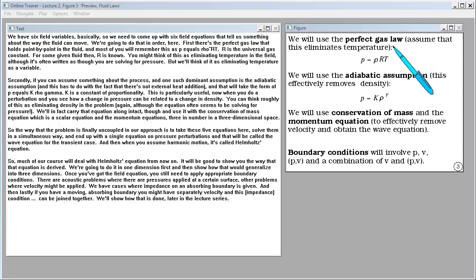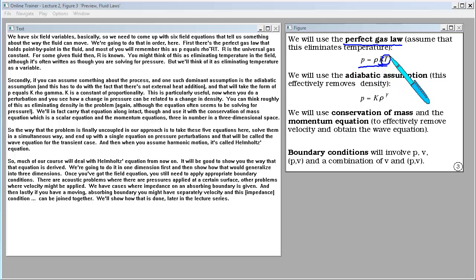First, there's a perfect gas law that holds point by point in the fluid, and most of you will remember this as P equals rho RT. R is the gas constant. For some given fluid, then, R is known. You might think of this as eliminating temperature in the field, although it's often written as if you're solving for pressure, but we'll think of it as eliminating temperature as a variable.